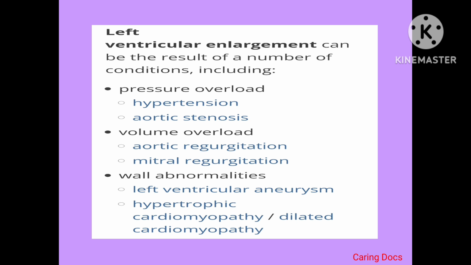So just to summarize, the main causes of left ventricular hypertrophy are pressure overload states like hypertension, aortic stenosis, volume overload states like aortic regurgitation, mitral regurgitation, and wall abnormalities like left ventricular aneurysm, hypertrophic cardiomyopathy, dilated cardiomyopathy.